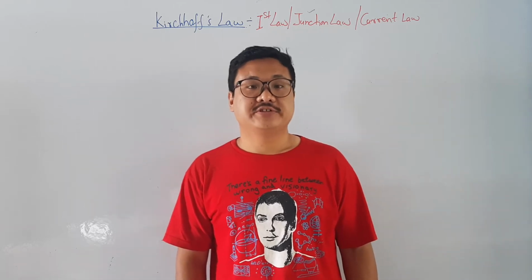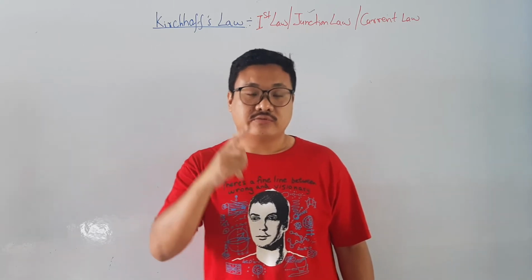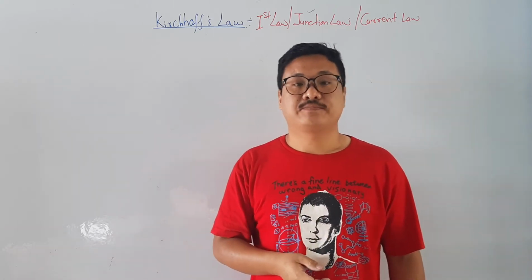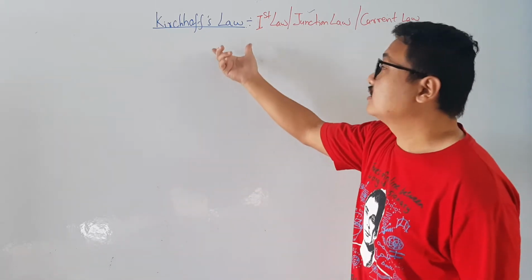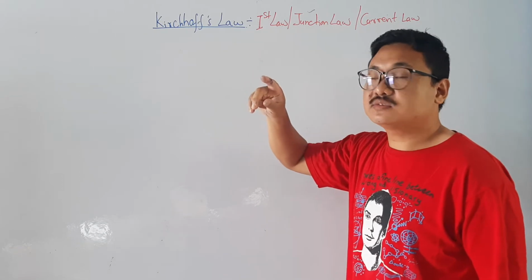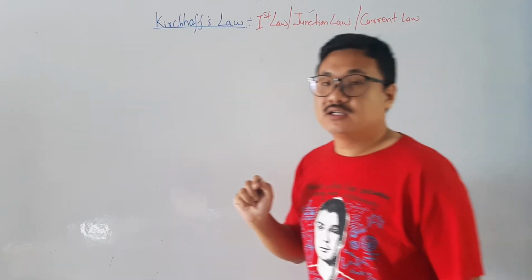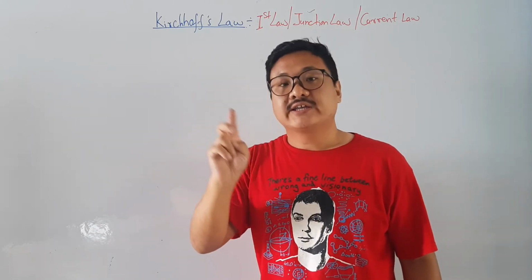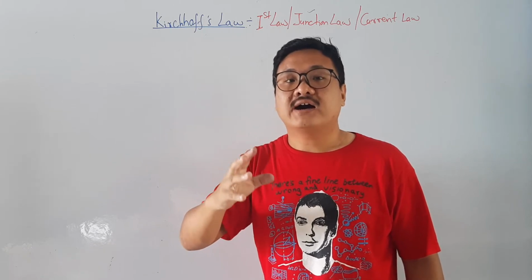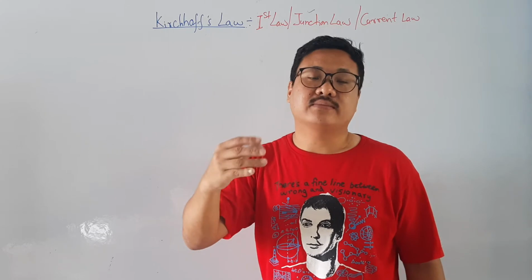Kirchhoff's law. There are two Kirchhoff's laws in electricity. One is the first Kirchhoff's law, another is the second Kirchhoff's law. The first law we are going to study now is also known by two other names, which are junction law and current law. So Kirchhoff's current law, Kirchhoff's junction law and Kirchhoff's first law are all the same. The names are different but they refer to the same thing.